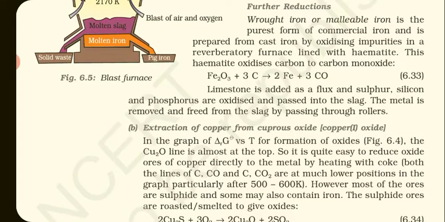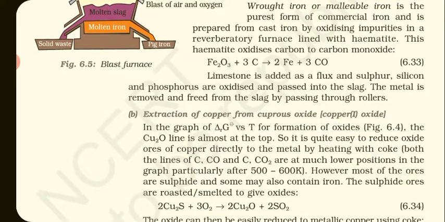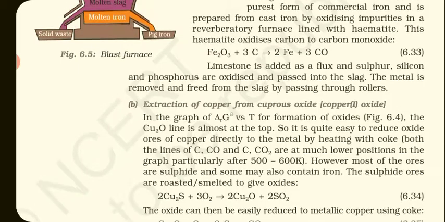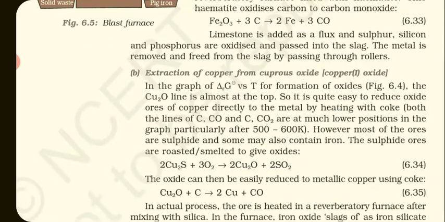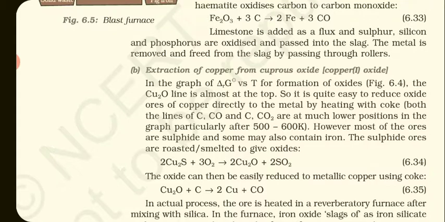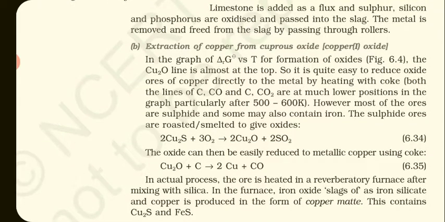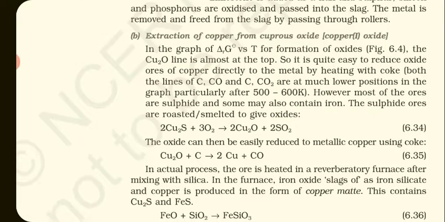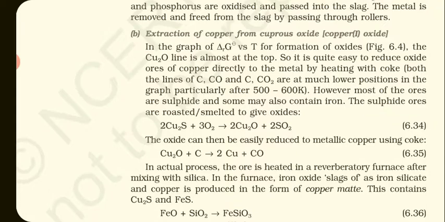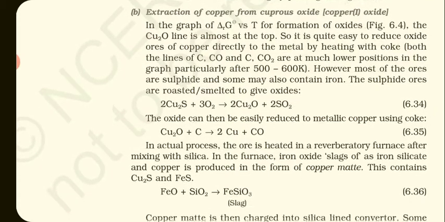Further, wrought iron or malleable iron is the purest form of commercial iron and is prepared from cast iron by oxidizing impurities in a reverberatory furnace lined with hematite. This hematite oxidizes carbon to carbon monoxide and it will give you pure iron. Limestone is added as a flux. Sulfur, silicon and phosphorus are oxidized and passed into slag. The metal is removed and freed from the slag by passing through rollers.